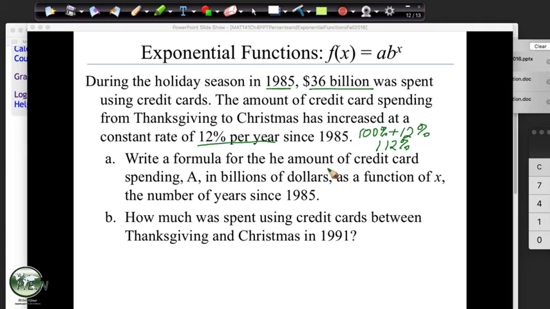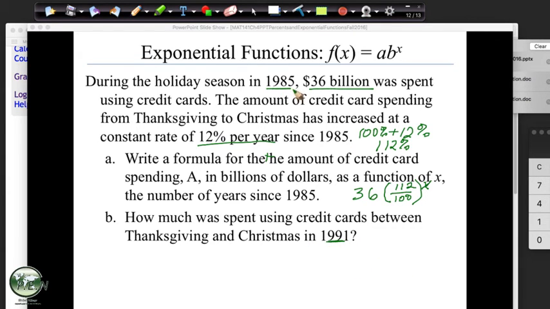Write a formula for the amount of credit card spending, A, in billions of dollars as a function of X, the number of years. So we started out, again, with a starting value of 36 billion. And then remember here, it's the percentage over 100, or you could just write 1.12 if you get to that level. And there's an X there. That's our formula. And then we just want to know how much people were spending in 1991.